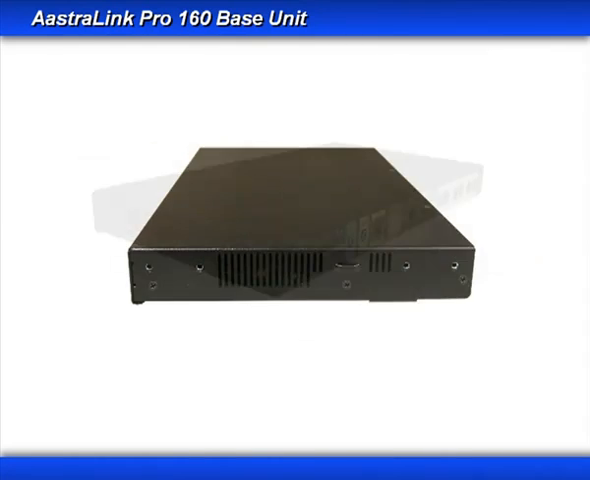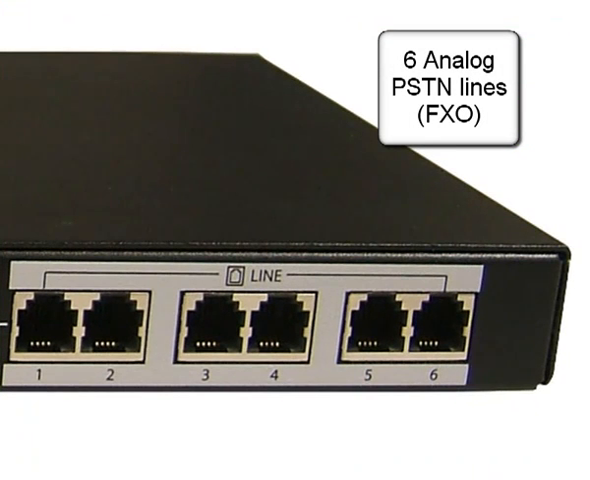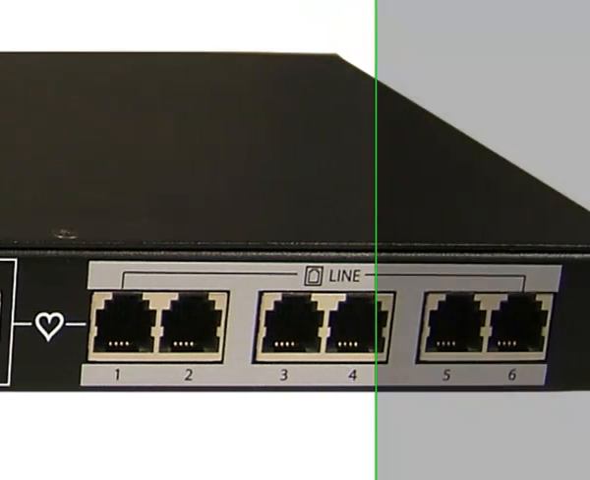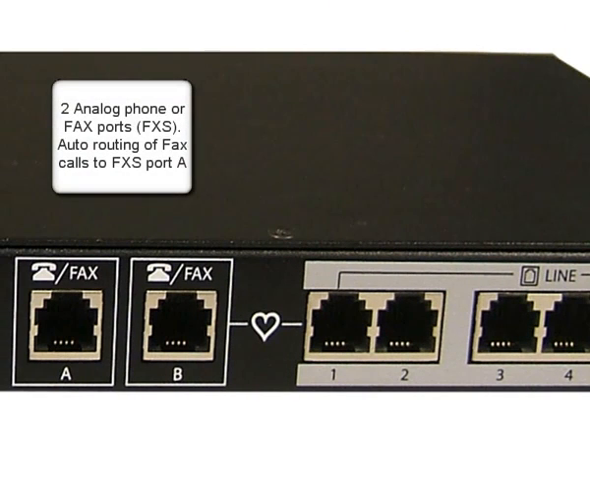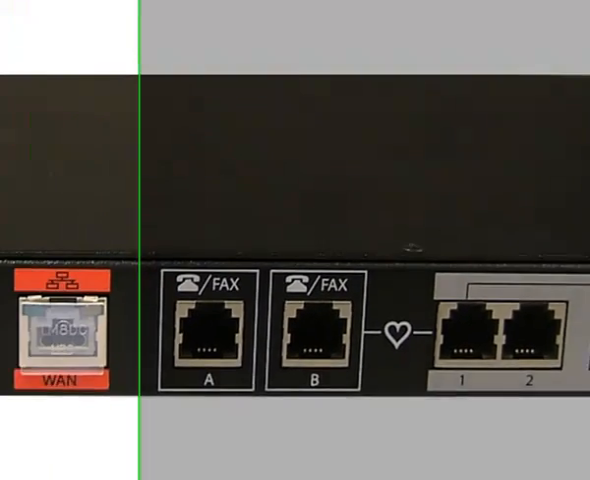The AastraLink Pro 160 supports up to 6 analog PSTN lines, also known as FXO ports. Each FXO port is equipped with caller ID detection and G.168 echo cancellation. The system comes with 2 standard analog phone ports, also known as FXS ports. The 2 ports are most commonly used to support fax machines. The AastraLink Pro 160 has been engineered to auto-detect inbound fax calls on any FXO port and route that fax call to FXS port A. In the case of a power failure, port B is bridged to FXO port 1, ensuring your company has a lifeline to the outside world.